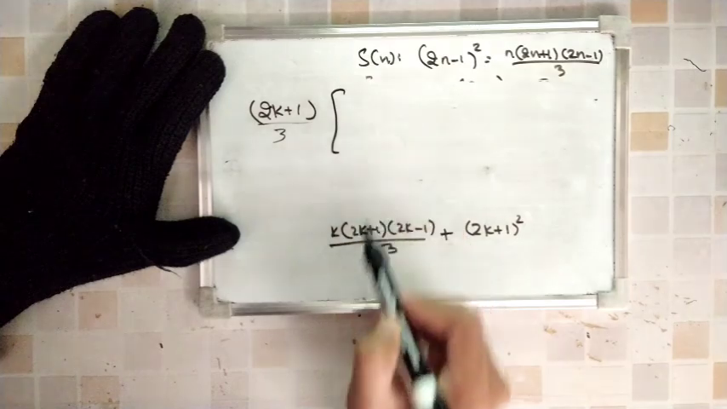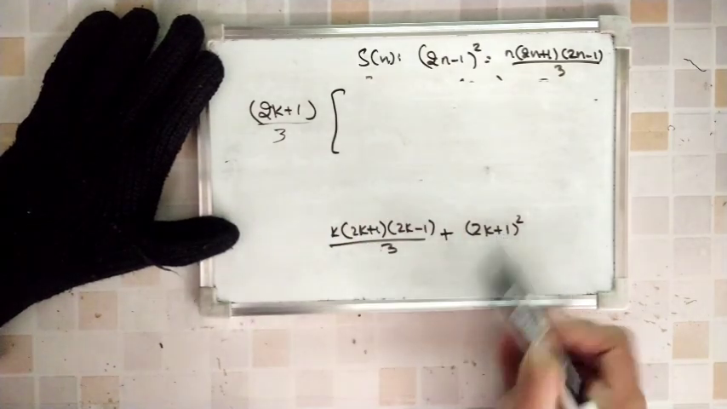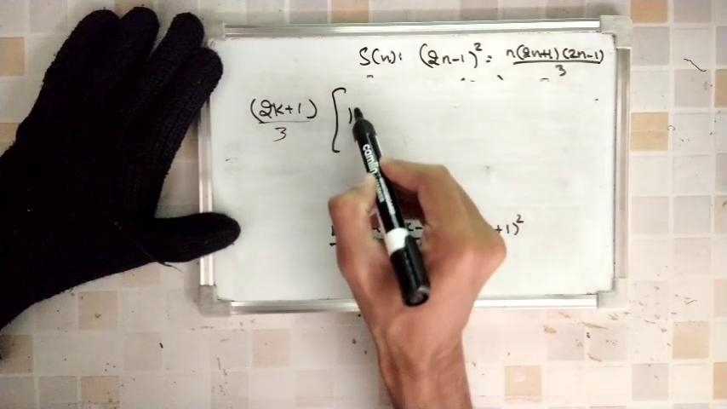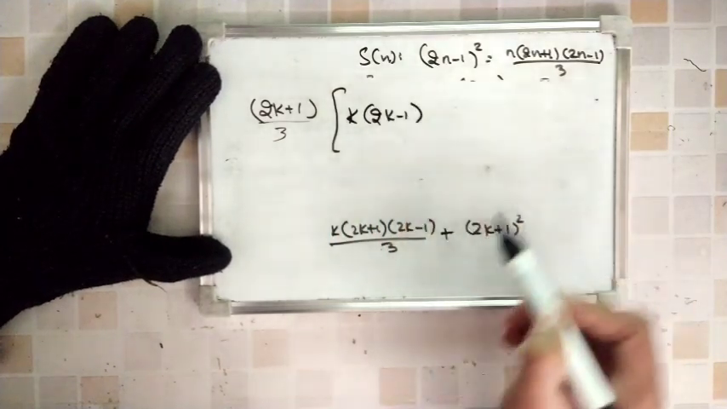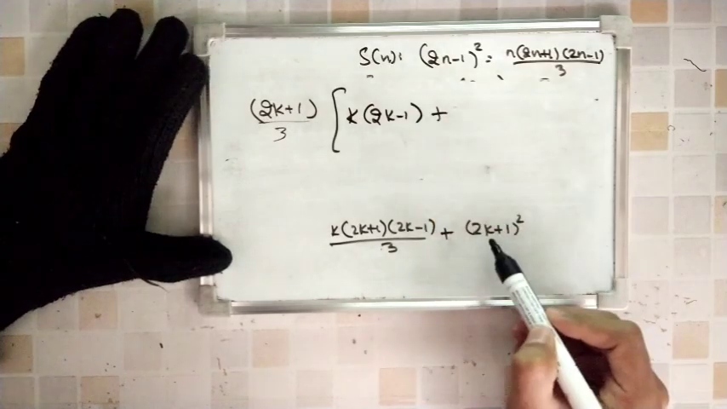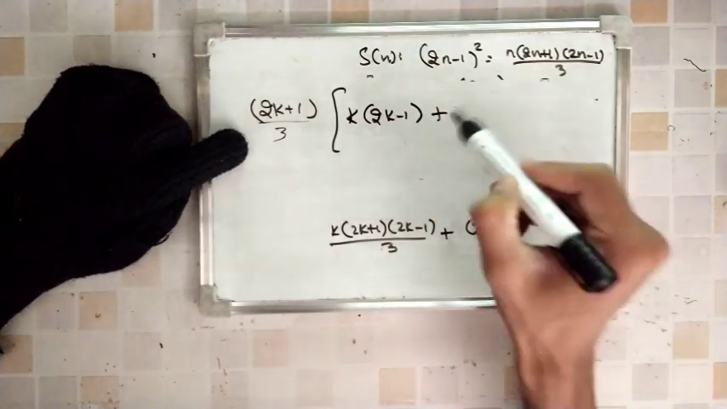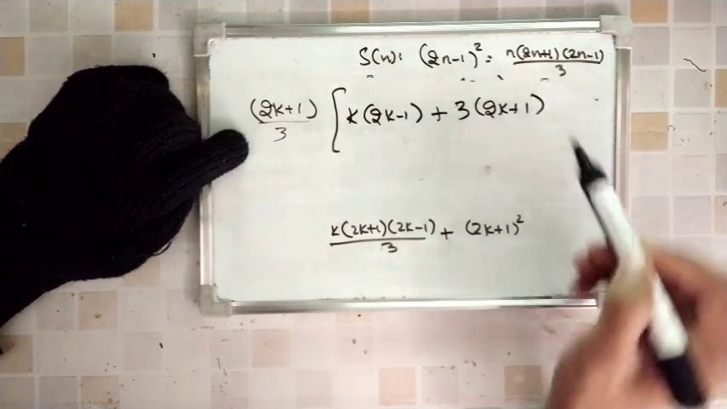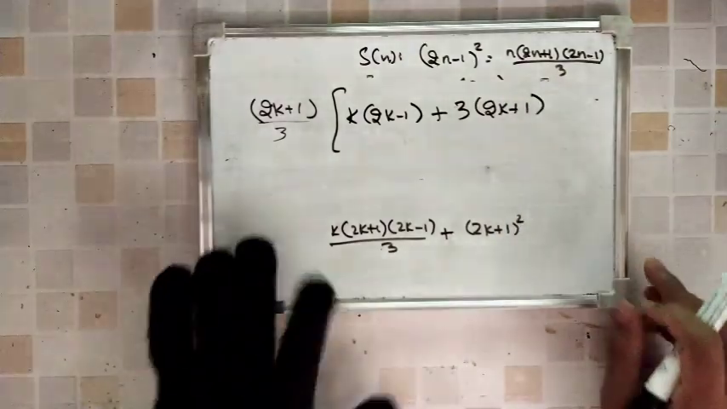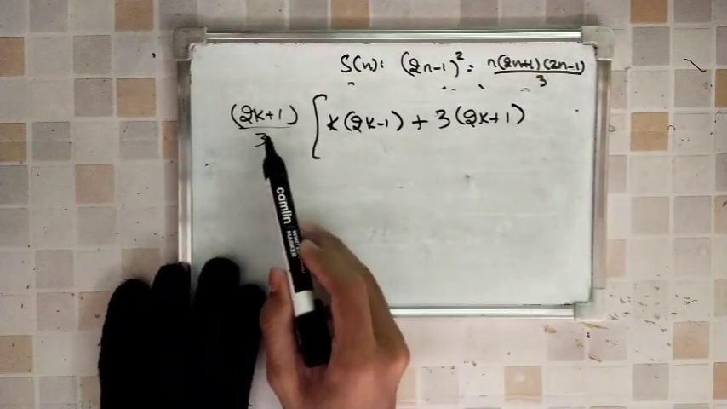So what I will have in this place, 3 is also going, this and this I am taking out as common, here also I am taking that as common. So here the only remaining is k into 2k minus 1 plus, here 2k plus 1 divided by 3 I am taking as common. So here I will write 3 into 2k plus 1. Since it was square, if I take one, one will remain. See why I am writing 3 here, because I am taking 2k plus 1 by 3 as common.